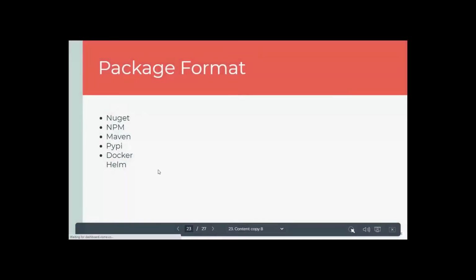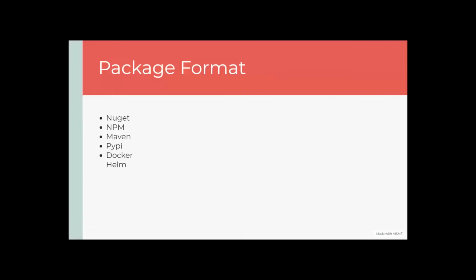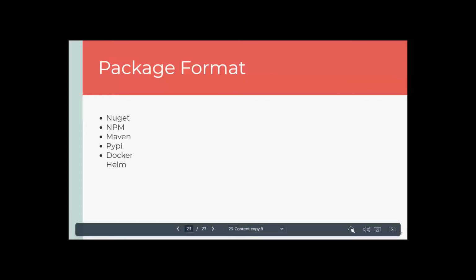For example, the package formats: maybe NuGet, npm, Maven, PyPI and Docker, Helm, right? Maybe I should not add Docker here. Maybe Docker images are fine, but I should not include Docker. Okay, so NuGet is for .NET based libraries.